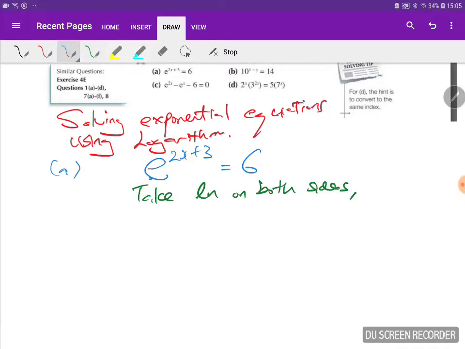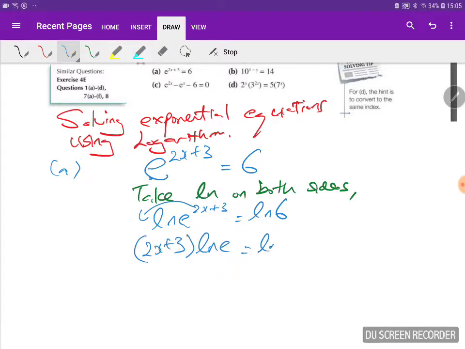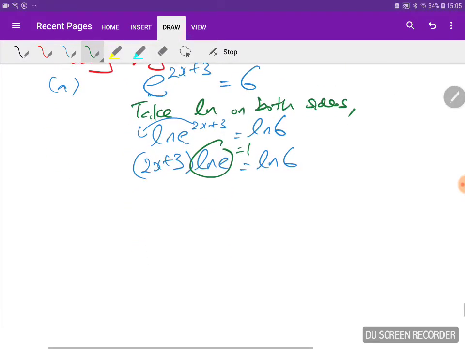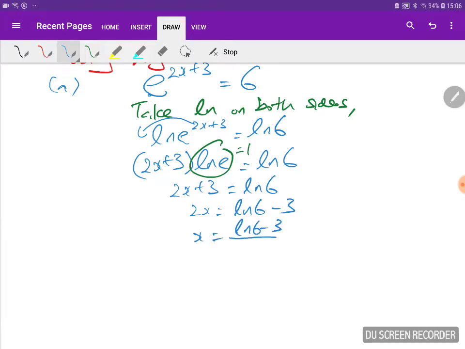When you take ln on both sides, the left hand side will be ln e to the power 2x plus 3 equals ln 6. And you know the laws of logarithm, the power law, we can bring down the 2x plus 3. So it will be (2x plus 3) ln e equals ln 6. And what is ln e? Ln e is equal to 1. So what you have is 2x plus 3 equals ln 6. 2x equals ln 6 minus 3, x equals (ln 6 minus 3) divided by 2.